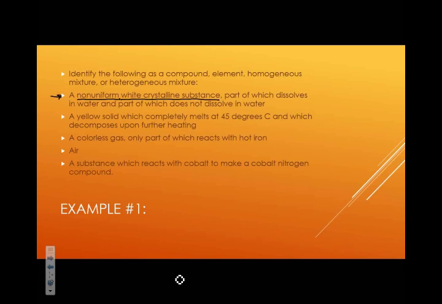It tells me that part of this dissolves in water and part of it does not dissolve in water. So part of it has one physical property, it will dissolve in water, and the other part does not, verifying my initial suspicion that this was indeed a mixture. The non-uniformity of it is telling me it's a heterogeneous mixture.